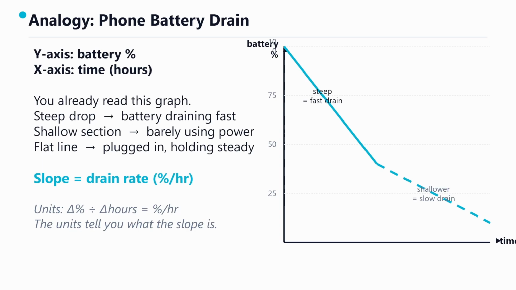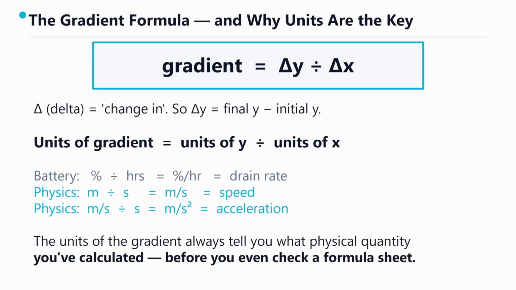The units: percent per hour. That's the change in y, delta y, divided by the change in x, delta x. Change in percentage divided by change in time. And here's the thing that makes this useful for physics. Those units, percent per hour, are telling you exactly what the slope represents. Percent per hour is a drain rate. If y were in meters and x were in seconds, delta y by delta x would be meters per second, and that's speed, right? And the unit of the gradient always equals the unit of y divided by the unit of x. And those units tell you exactly what physical quantity you've just calculated before you even check, right?